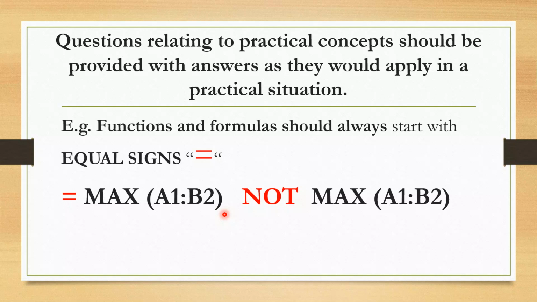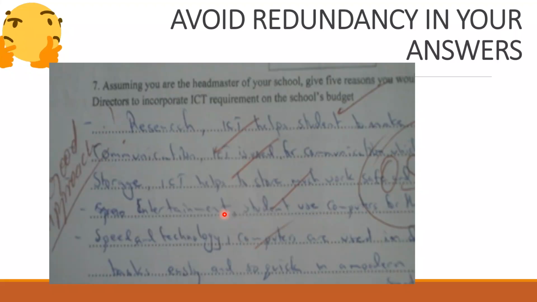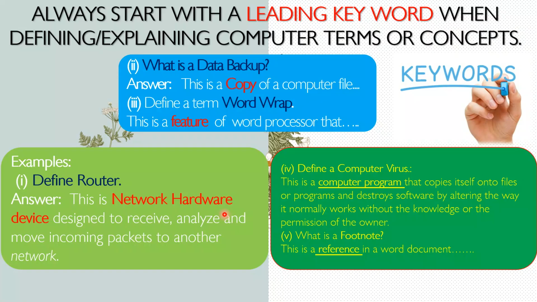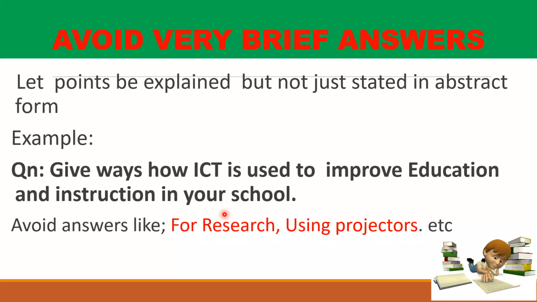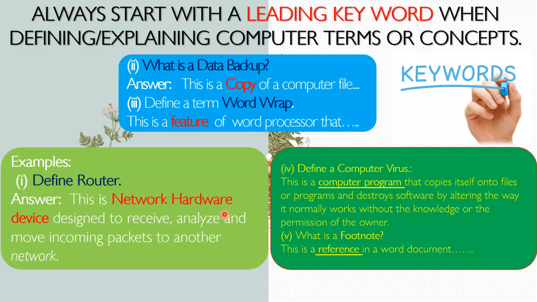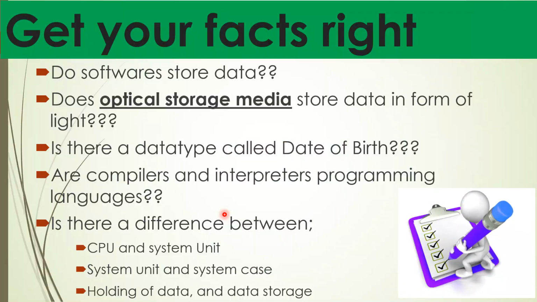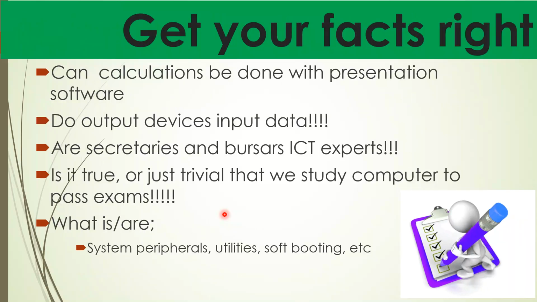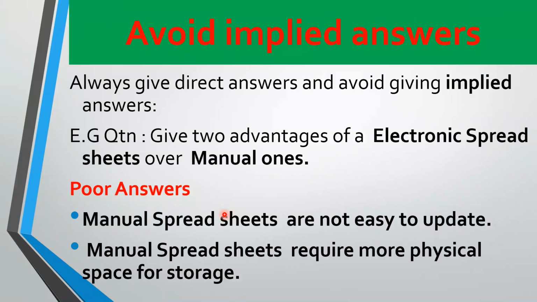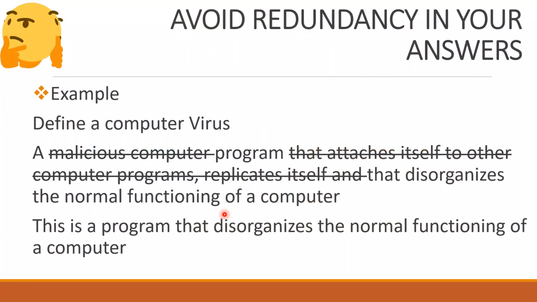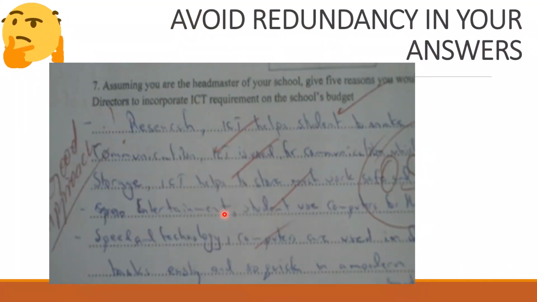So here I've been giving tips and way forward to passing paper 1. So all these were tips to passing paper 1. The first tip, we looked at avoid very brief answers. Then more to that, start with a leading keyword, avoid repetition, avoid writing non-official names of softwares, computer hardware. Then you need to get facts so that questions of true, false, yes or no are well responded to. You need to avoid implied answers. You need to avoid jargons. You need to avoid redundancy in your answers.